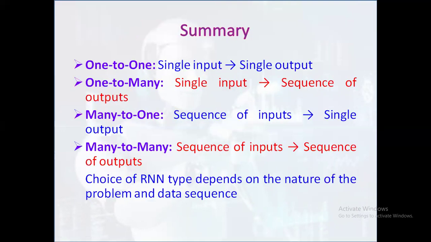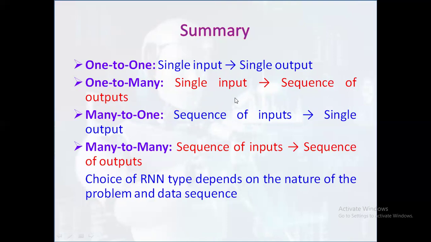Finally, coming to the summary, first, one to one. That means single input, single output. This structure maps one input directly to one output and is suitable for non-sequential tasks. Next one is one to many, meaning single input, sequence of outputs. A single input generates a sequence of outputs using the RNN's memory.